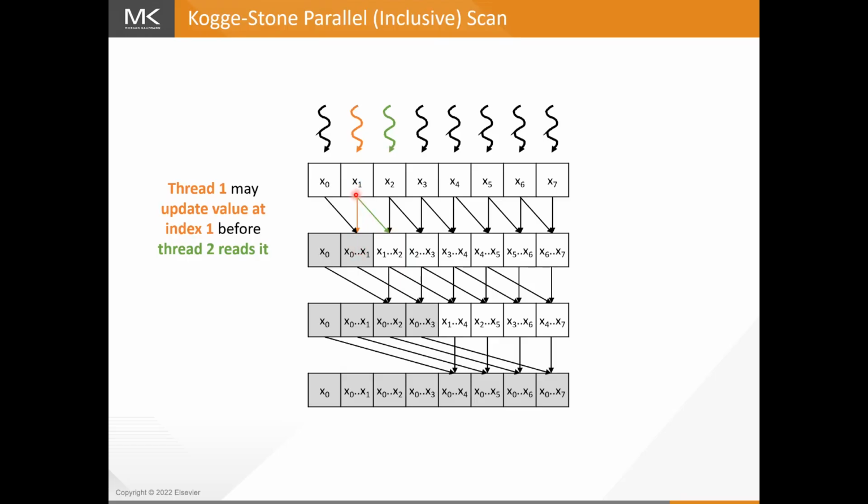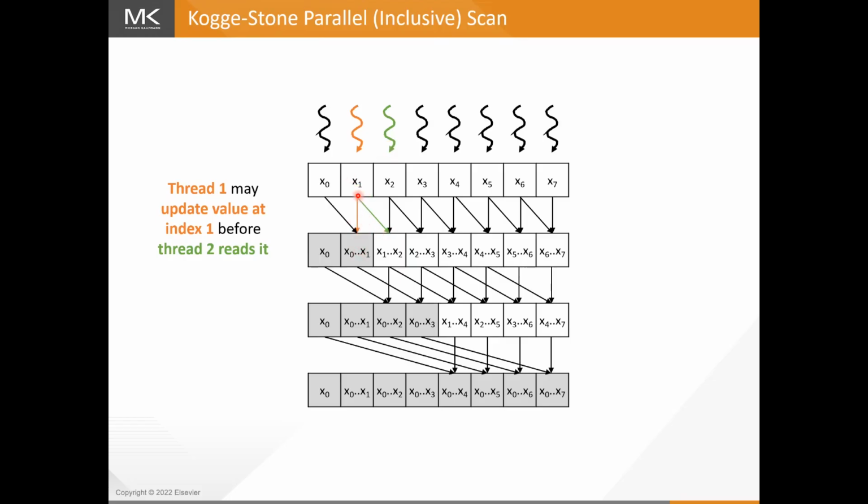Can't we solve this with double buffering? Yes, so we'll get to that. You're right. We can solve it with double buffering, but let me first solve it another way. But yeah, you're absolutely right. So the problem here is that the same value is being read and written by multiple threads.